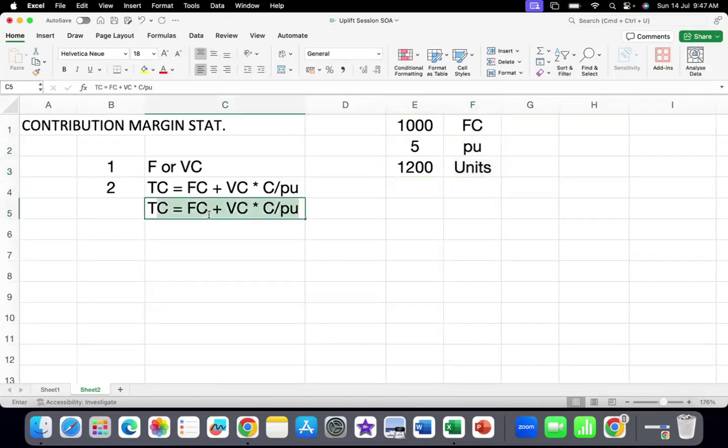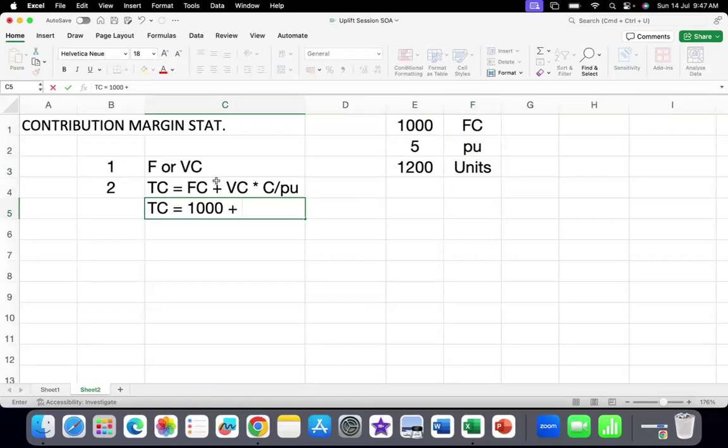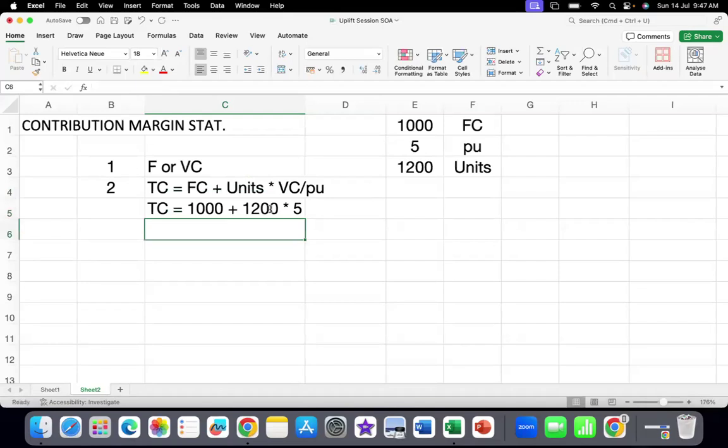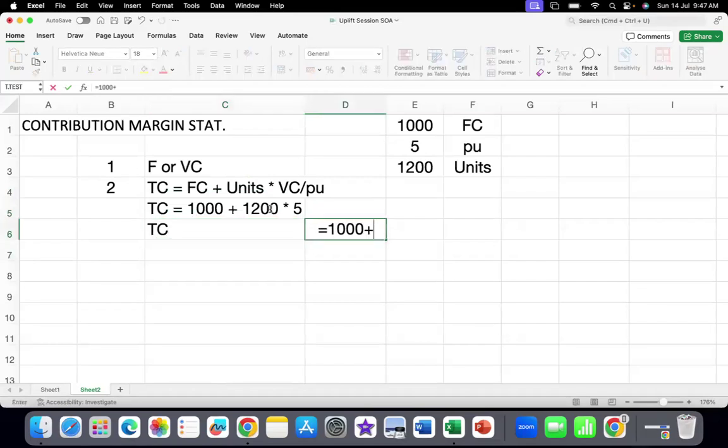If you want to calculate the total cost now, it would be fixed cost, which is 1000, plus the units, which are 1200, and then you multiply it by the cost per unit. So your total cost would now become 1000 plus 1200 multiplied by 5, and that comes to 7000.